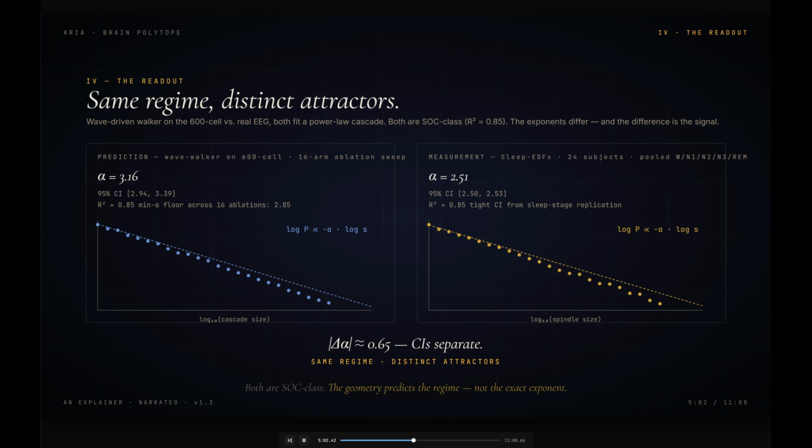Real EEG sleep data also produces a power law cascade. The exact exponents are not identical. And that matters. The model predicts the regime, not the exact biological number. In the simulation, the cascade exponent sits around 3.16. In sleep EDFX EEG data, pooled across sleep stages, the exponent sits around 2.51. Both are self-organized criticality class, but they are distinct attractors. That difference is not failure. It is the biological deformation of the ideal geometry.